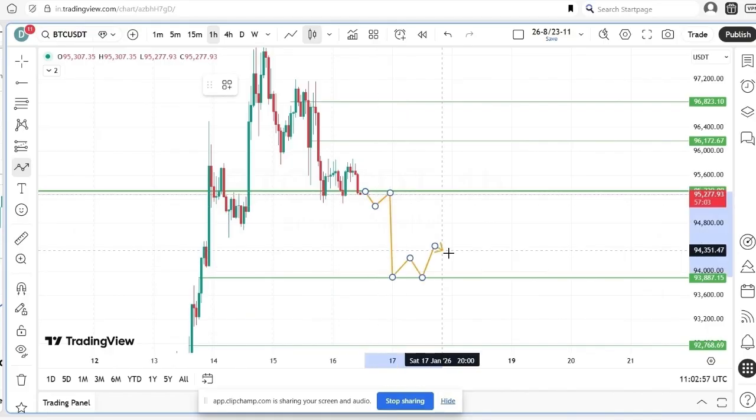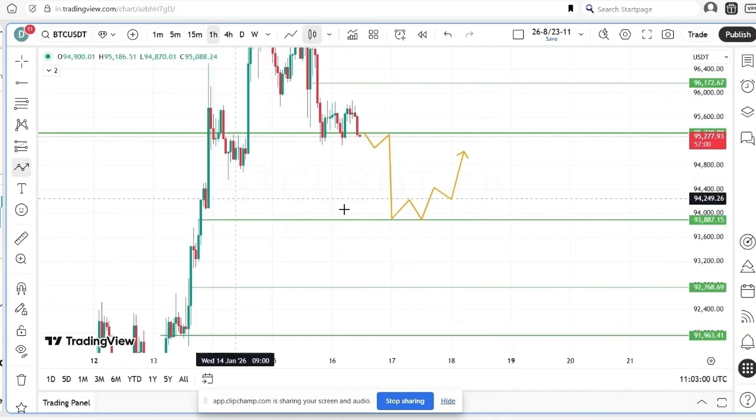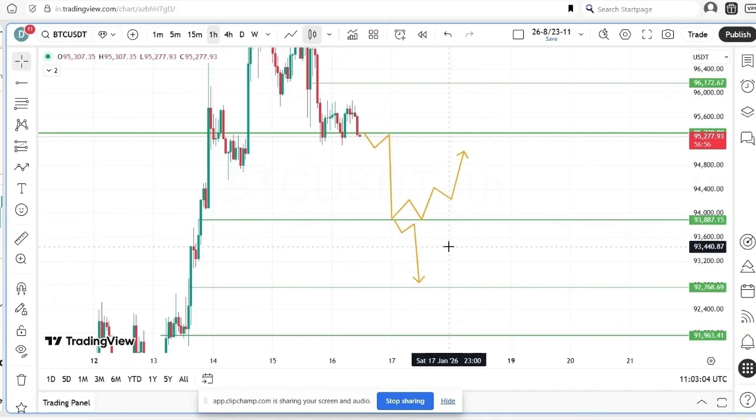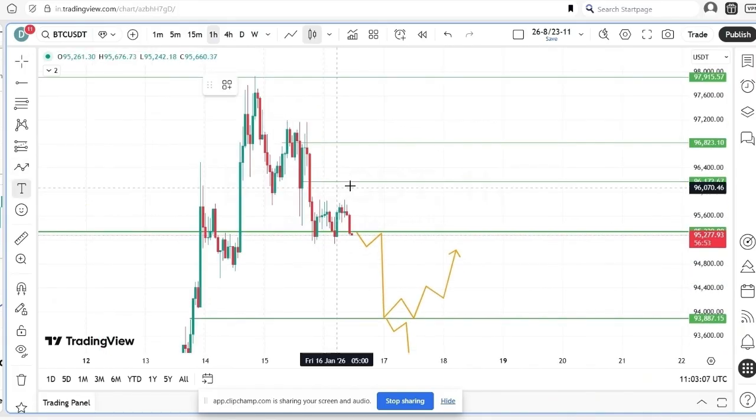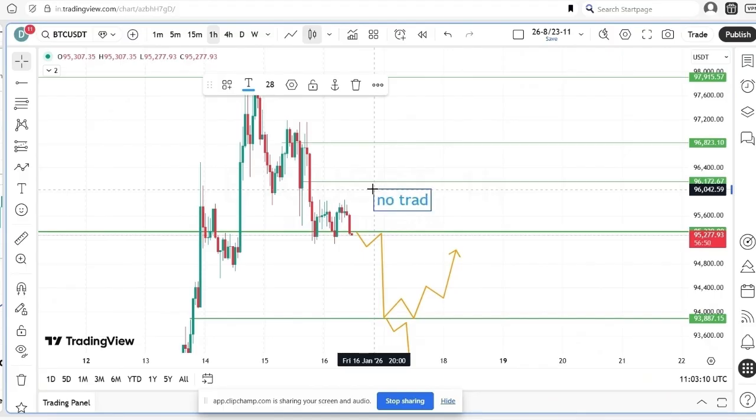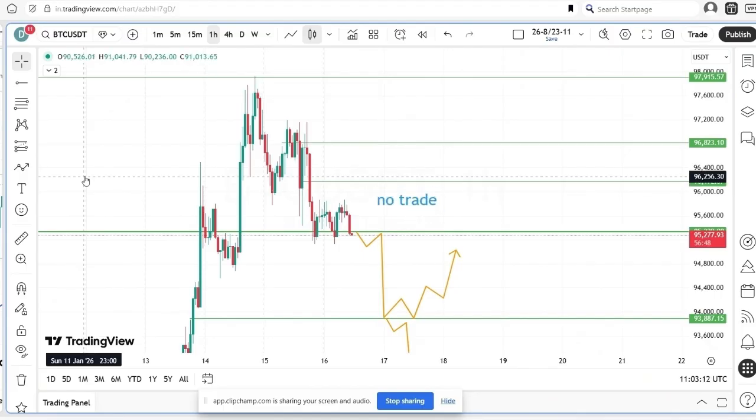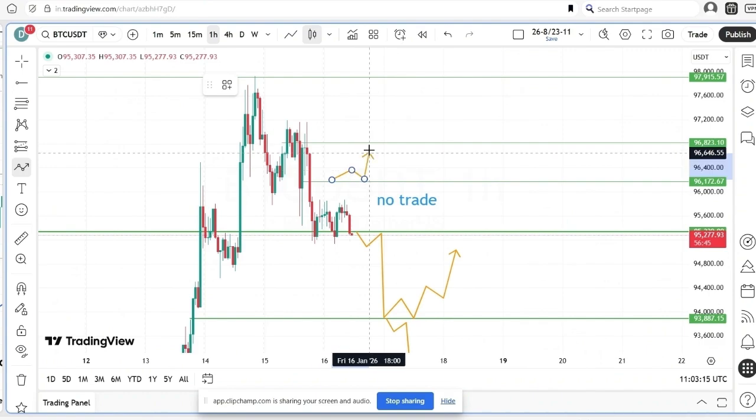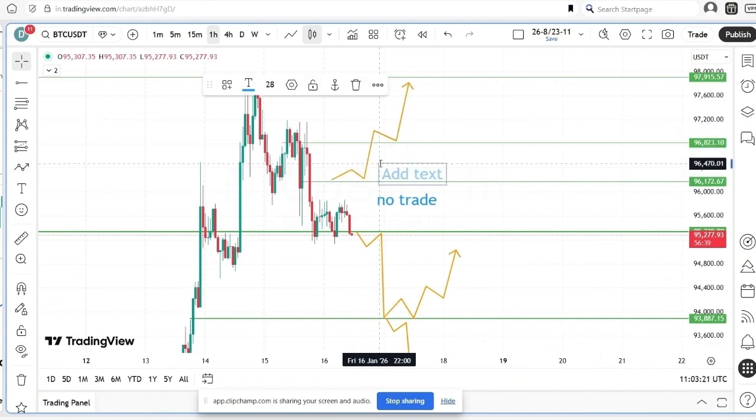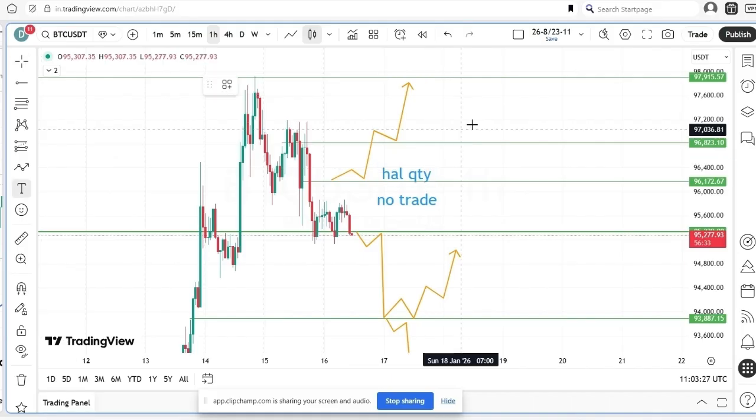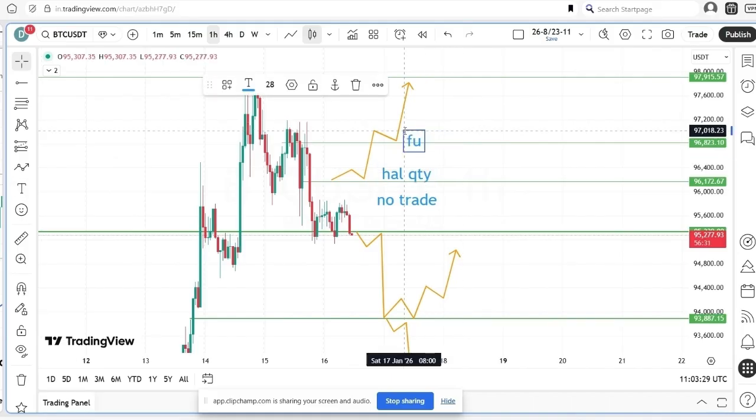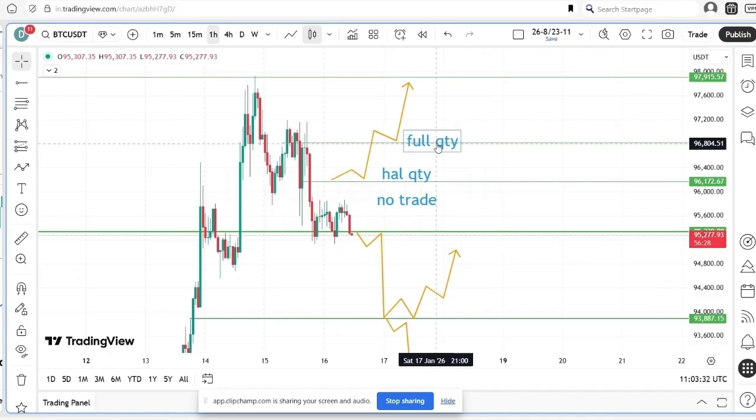Then in here we can see how the market is performing, and according to that we can take a trade. Below this level we have to look for shorting opportunities. This whole zone will be a no trade zone. Reason being, it might cause confusion, so it's better not to trade. And above this level we can expect a good upside move, take in half quantity, and once this zone crosses, then you can take in full quantity. Okay, in this level.